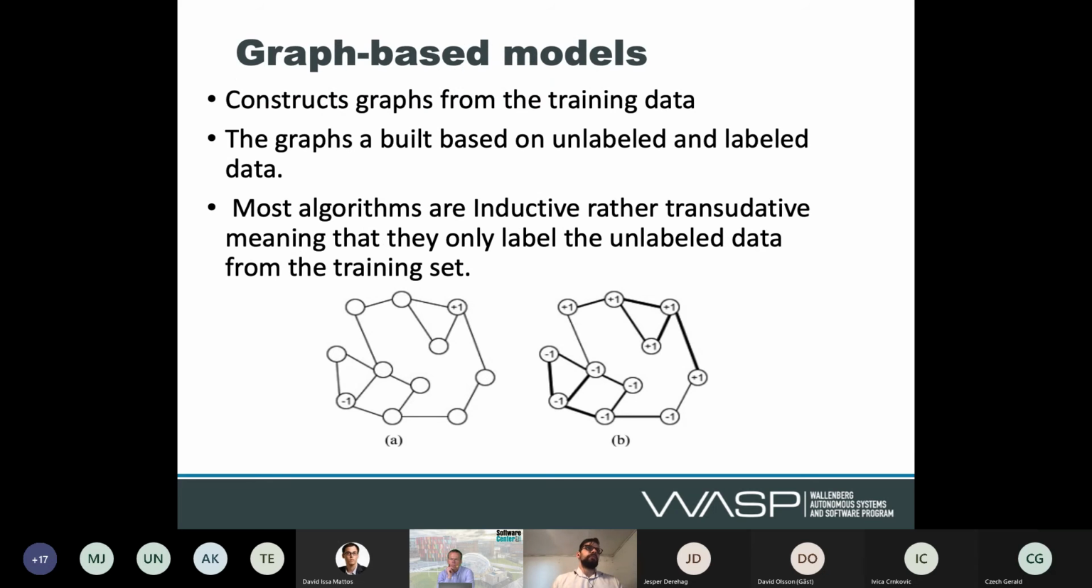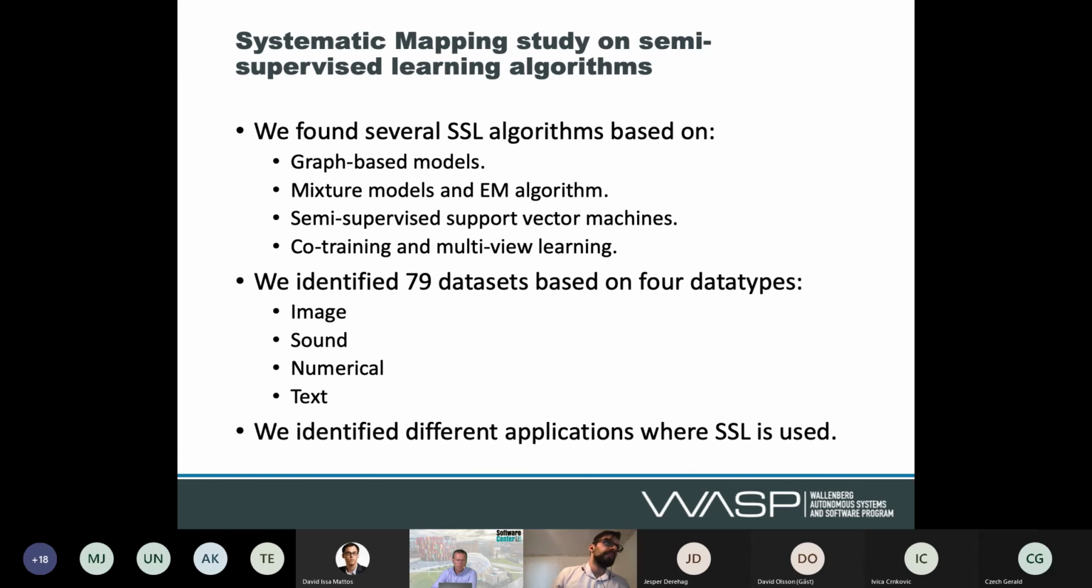And then we have graph-based models. So they take the data and they create a graph like this, and then they build this graph based on the unlabeled and labeled data. And most of these algorithms are actually transductive rather than inductive, so you can only label the unlabeled data you already have. You can't bring in new data and label that data. Okay, but these algorithms are actually the most common one, the graph-based ones.